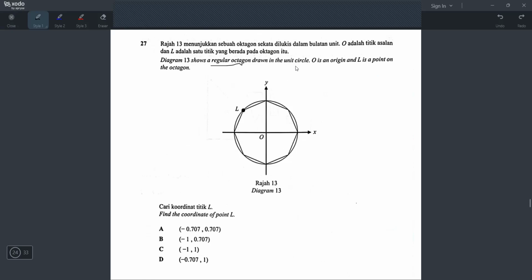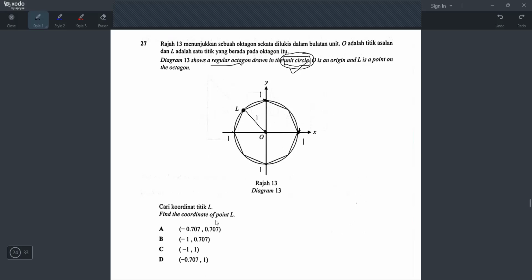Drawn in the unit circle. This keyword, unit circle, is very important. O is the origin and L is a point on the octagon. Okay, L is a point, O is the center. So I want to explain what is a unit circle. Unit circle means the circle radius is 1. If the circle center is O, here will be 1, here would be 1, here is also 1. And if I draw a line to L, it will be 1 also, because this is a radius also. All of these are radii, right?